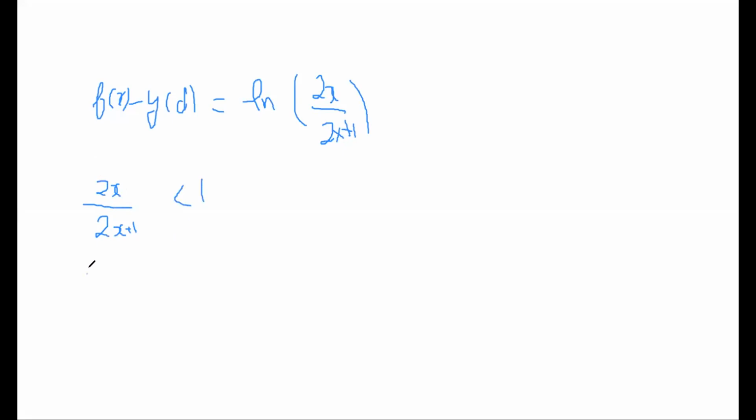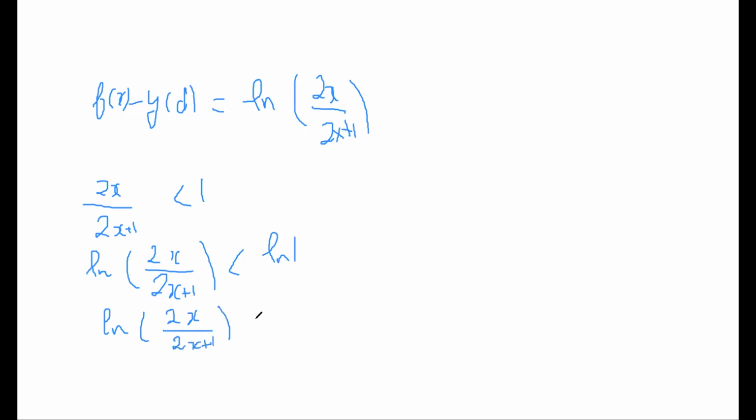If I take ln of the two sides, ln of 2x over 2x plus 1 is less than ln 1. And ln 1 is 0. So f(x) minus y_d is negative. That means c is below d.